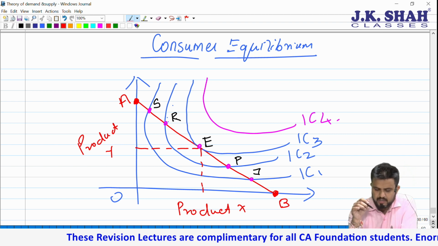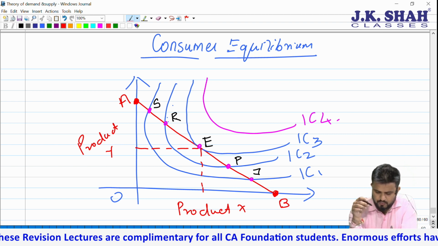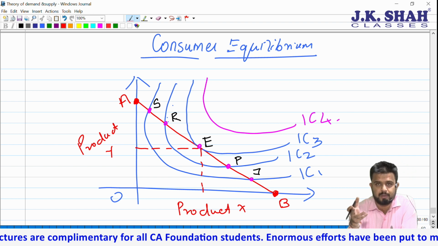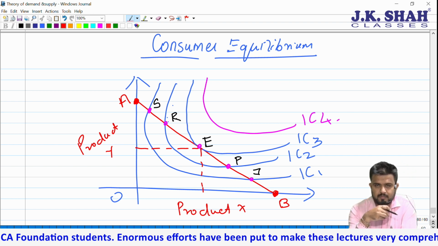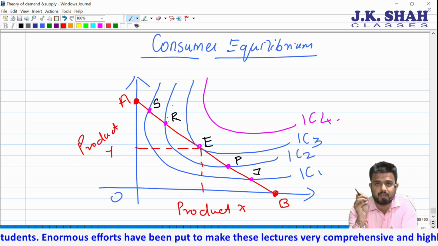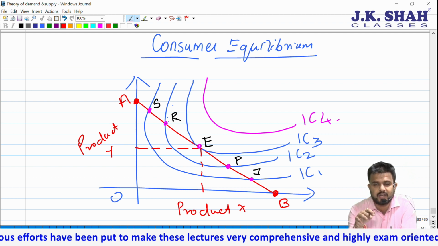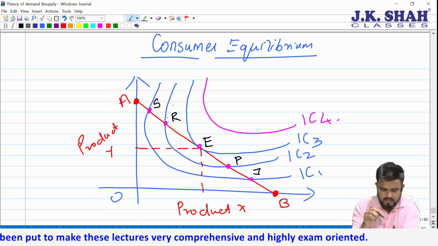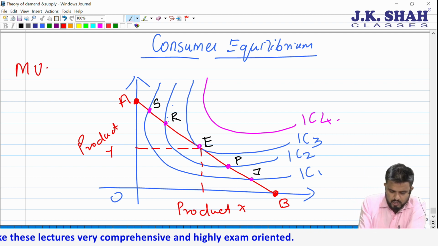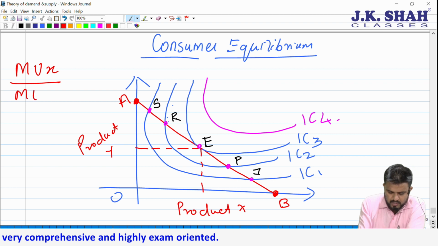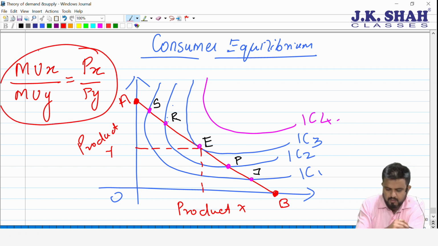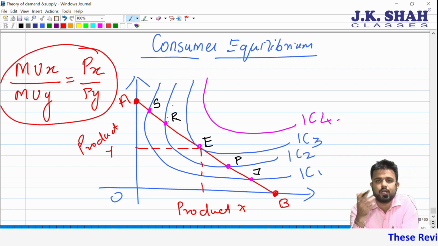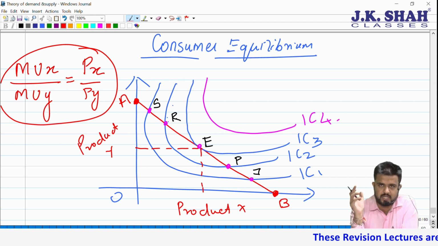Now students, in this diagram, first of all the topic is consumer's equilibrium: at which point will the consumer stop? The consumer will stop at that point where his satisfaction is equal to his budget. Like marginal utility of x upon marginal utility of y should be equal to price of x upon price of y. Marginal utility denotes satisfaction here for both products x and y.